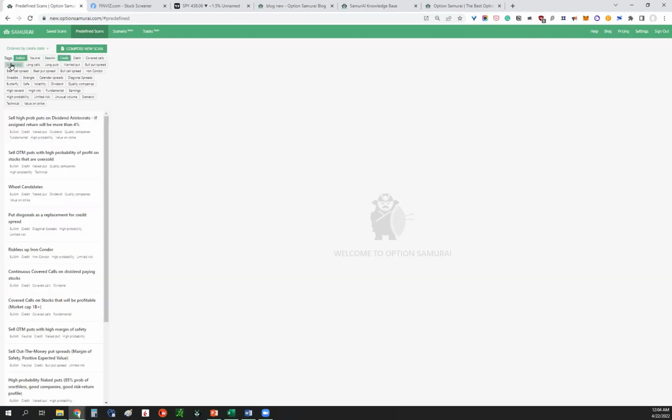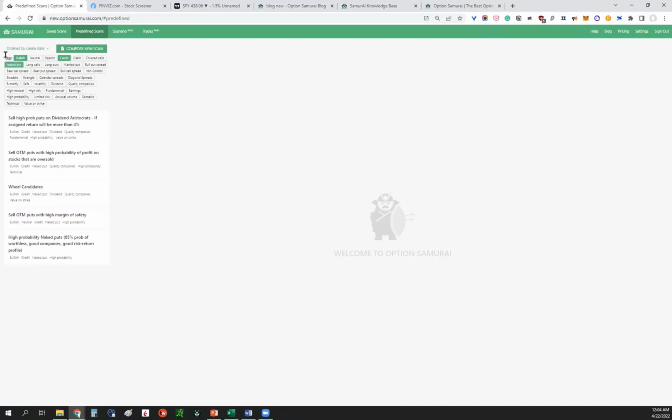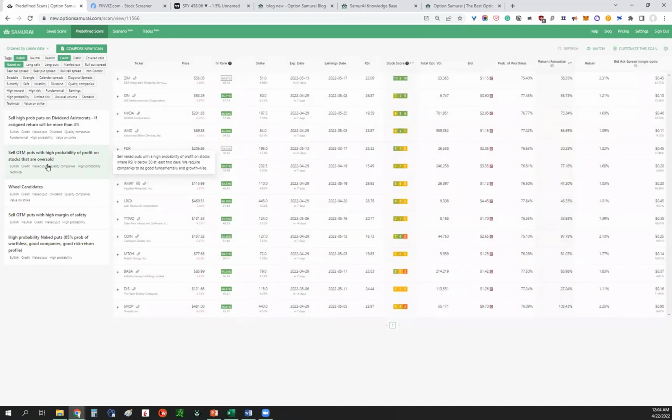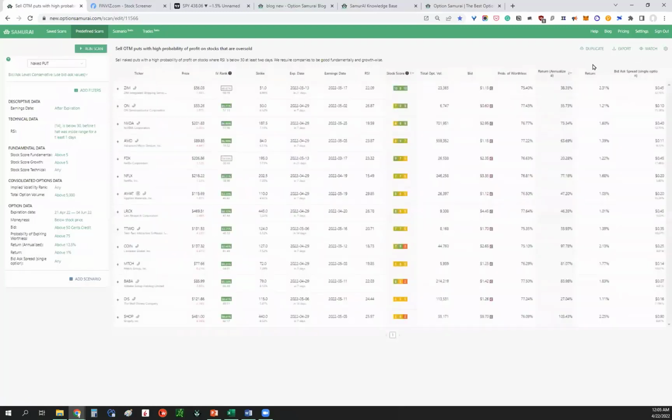I like to trade naked puts. So for this example, I'll show you an example of what I use when I sell puts. I will use the sell out-of-the-money puts, high probability trades that have profitable stocks and they are oversold. I'll click customize this scan so we can see what the parameters for this scan are.